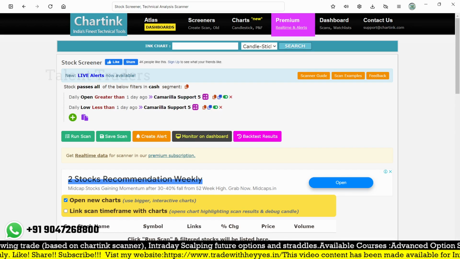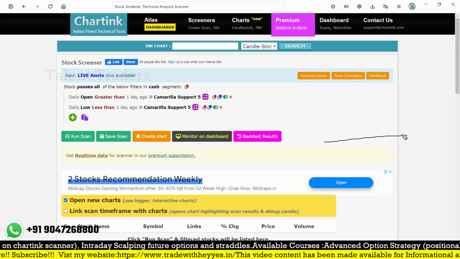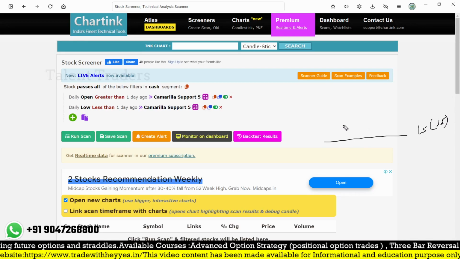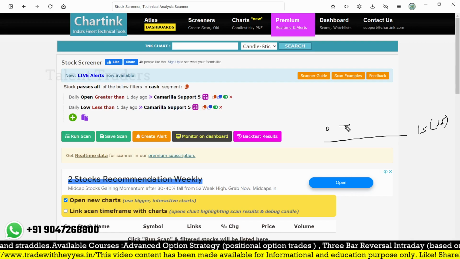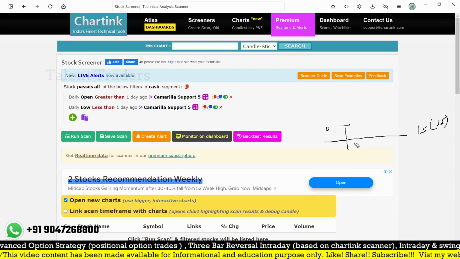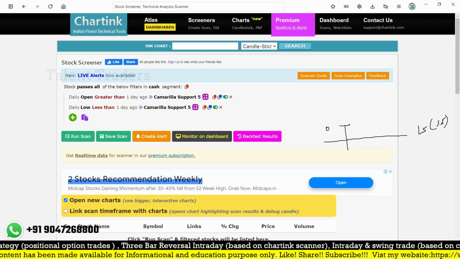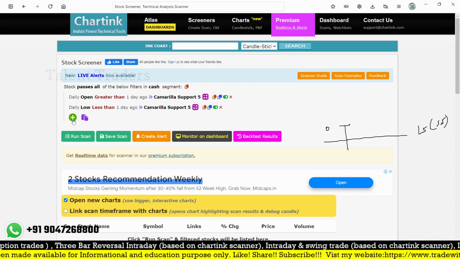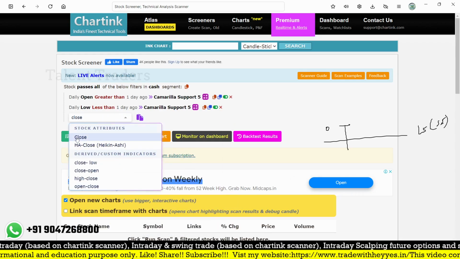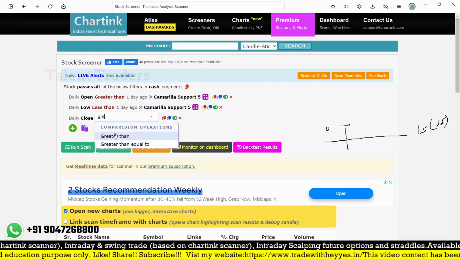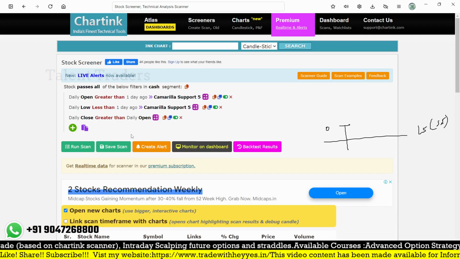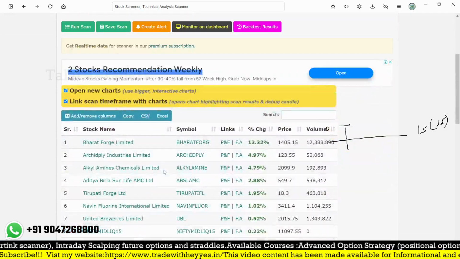For example, for a stock at the L5 level or S5, whatever, the candle should open here and the low should be less than it, and the same candle must close above the open. So maybe a positive candle, that would be a clear idea of rejection. So the close of that particular day candle should be greater than the open. Maybe it is a green candle. That will help us find a stock which has taken support.